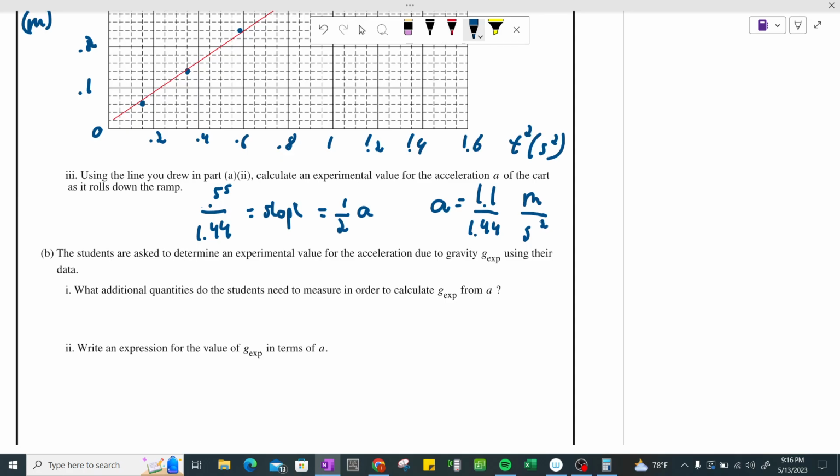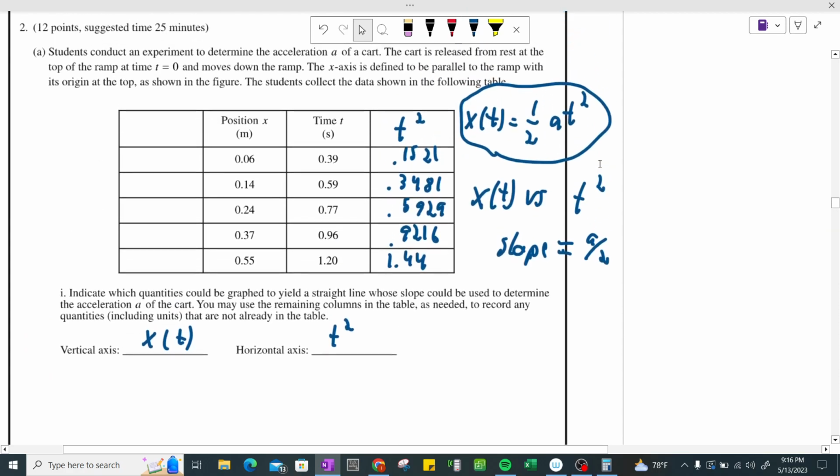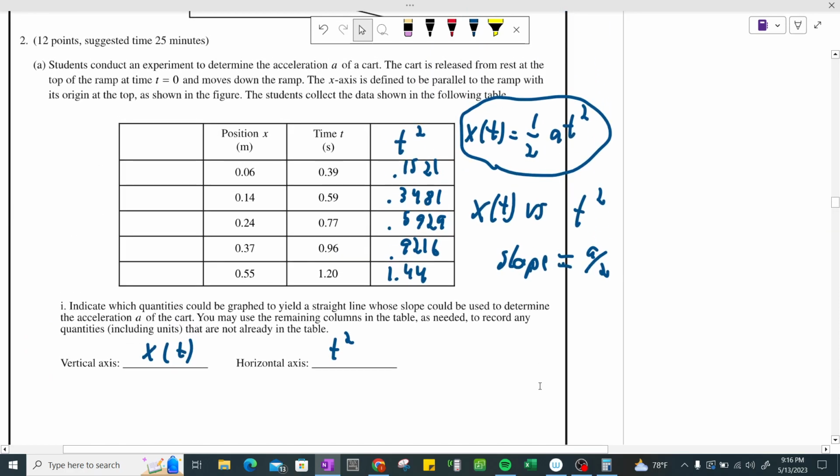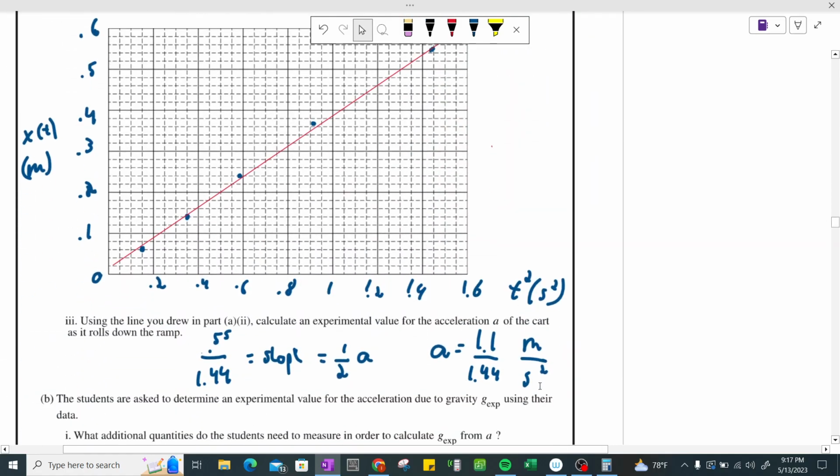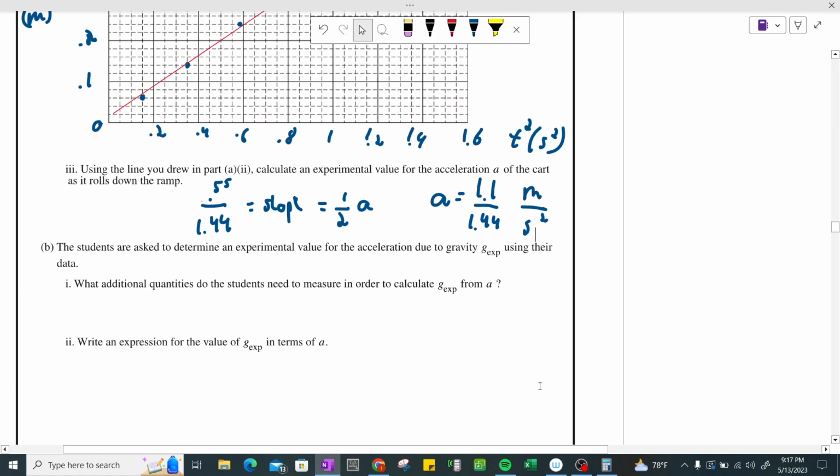We know it should be less than 9.8. That's kind of our starting point. It's a pretty shallow ramp, which makes sense if it takes 1.2 seconds to travel a half meter. We know if we drop something in free fall, it'll go 4.9 meters in a second. So it's going pretty slow. So I feel pretty good with that.